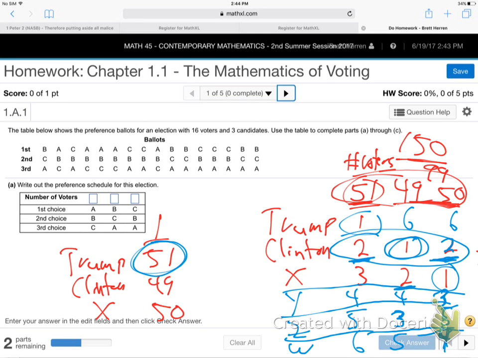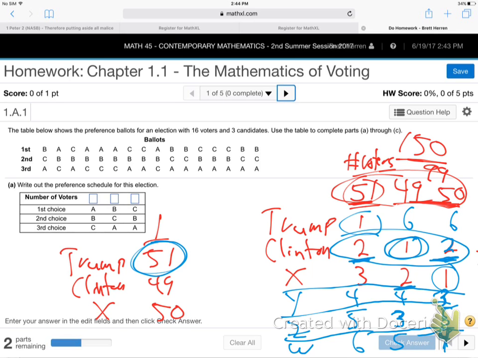Like Trump would get 6 points times 51 voters. 51 people gave Trump first place, which means 6 points. If there's 6 candidates, it's however many candidates is the top number. Now there's 6 candidates, then Trump would get 6 points for a first place vote. 6 times 51. 49 people would only give him 1 point. These last place votes are only worth 1, and 50 people only give him 1.